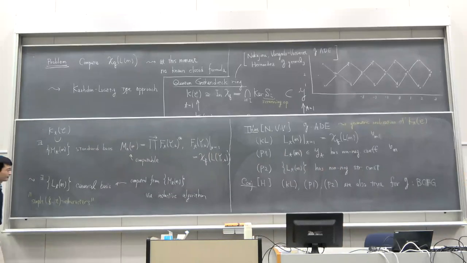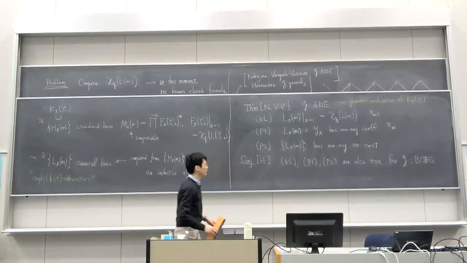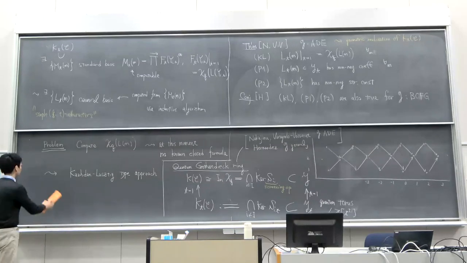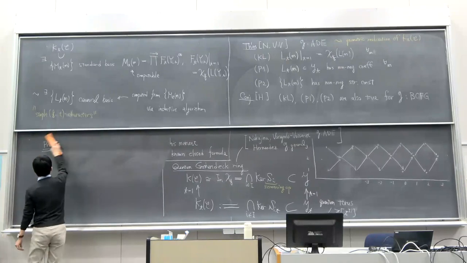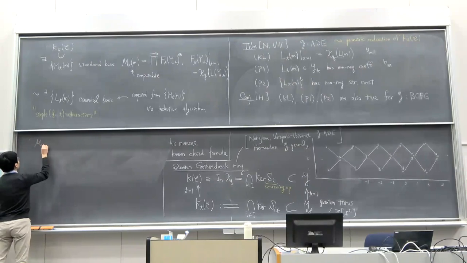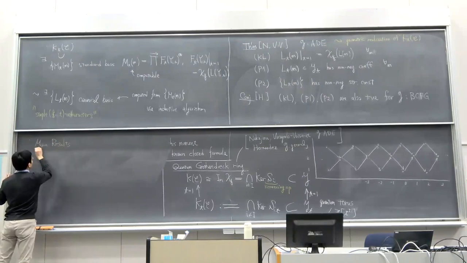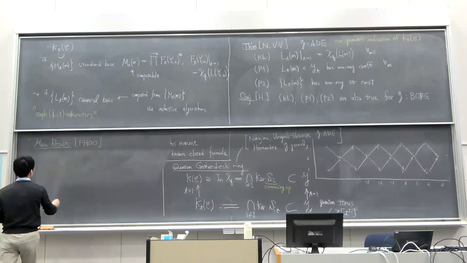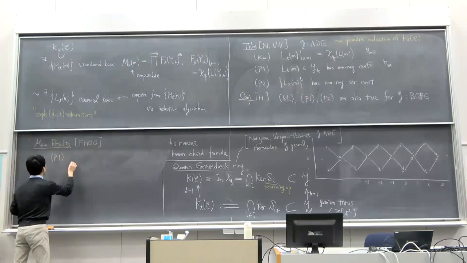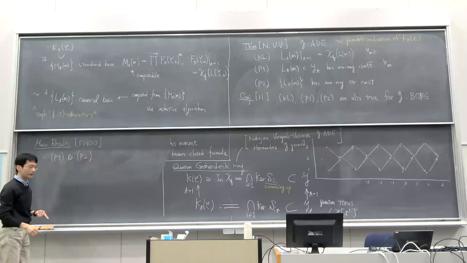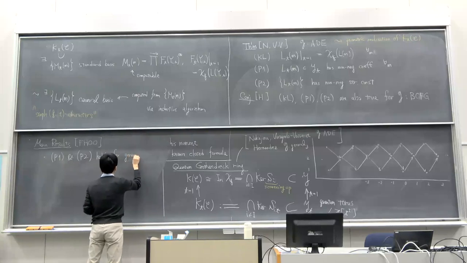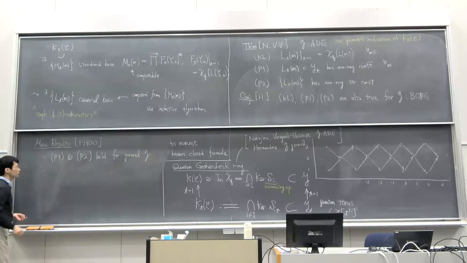And the main result of our project is a partial answer to this conjecture. So now I state the main results. The first main result is about positivities. The two positivities P1 and P2 actually hold true for general G. And for the Kazhdan-Lusztig type conjecture, we have some partial answer.